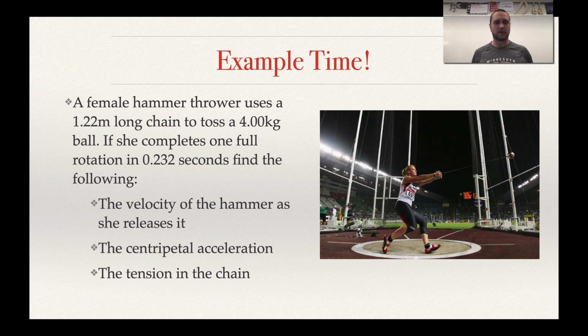So we're going to take a quick look at an example here. And here we see a female hammer thrower using a 1.22 meter long chain to toss a 4 kilogram ball. If she completes one full rotation in 0.232 seconds, find the following: the velocity of the hammer as she releases it, the centripetal acceleration, and the tension in the chain.